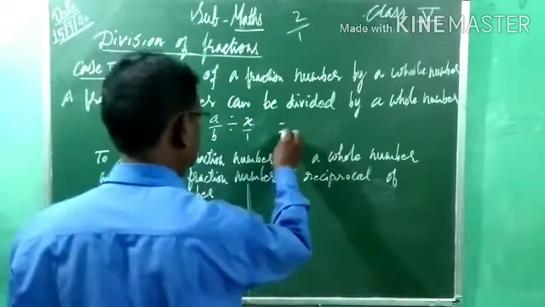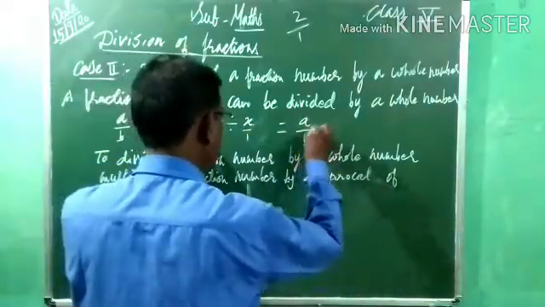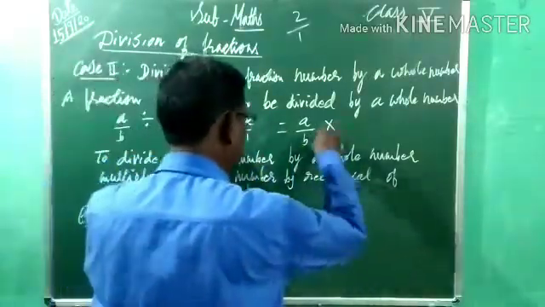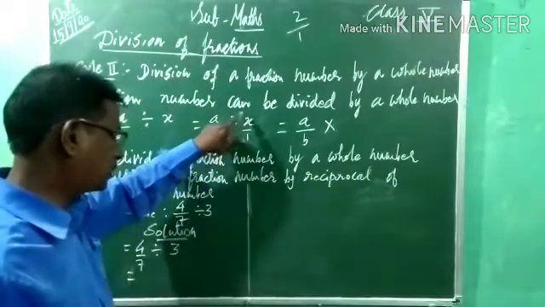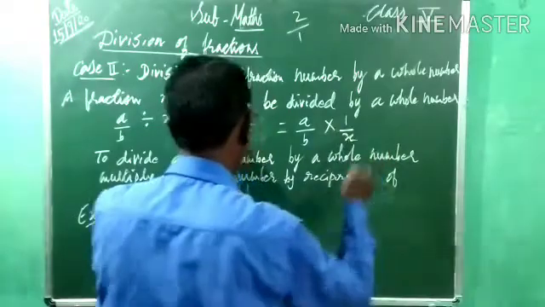Understood? Now, next step, what you have to do? You have to write this fraction as it is. Now, change the sign. In place of divide, we have to take x, means into. Now take the reciprocal of x by 1. What is the reciprocal of x by 1? 1 by x. Understood this step?